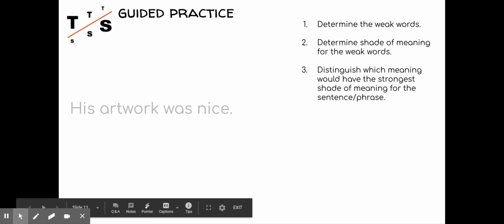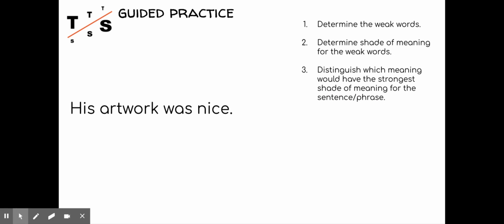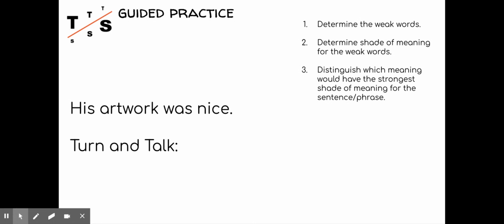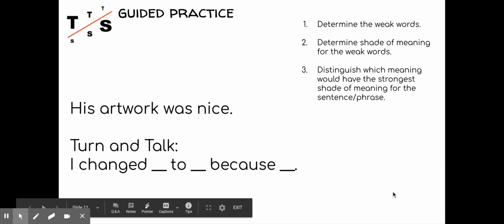Okay, so let's try this one. His artwork was nice. What would you say the weak word would be? If you want to pause and turn and talk about which one you would think was weak, you can go ahead and do that. I'm going to say nice. I think there's a stronger word we can use for nice. So I would circle the word nice, and I would use the sentence frame to explain why I changed it.